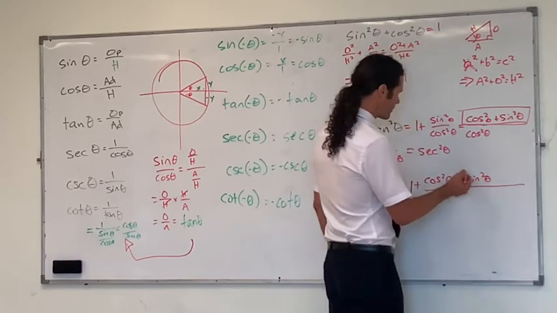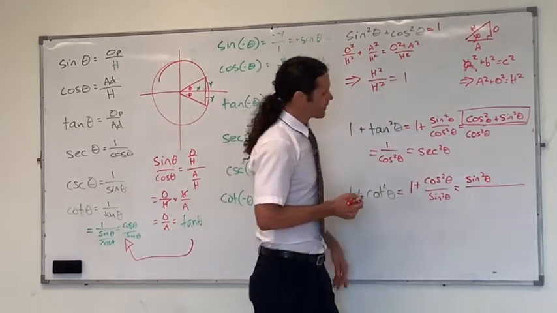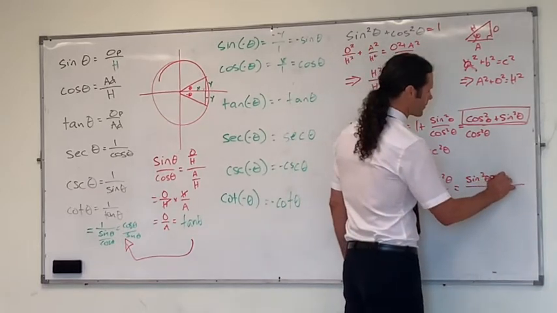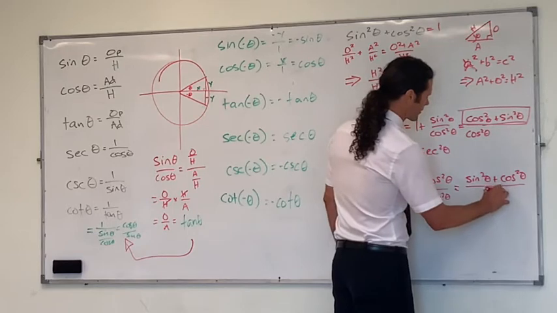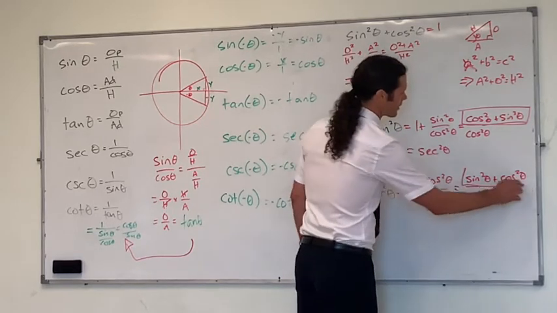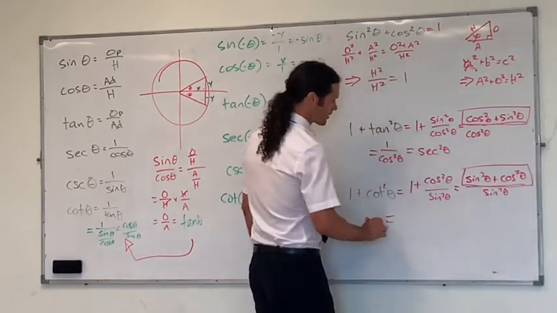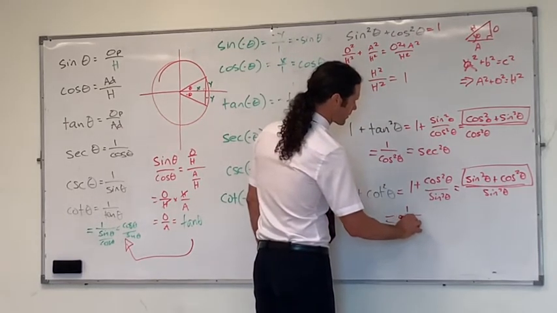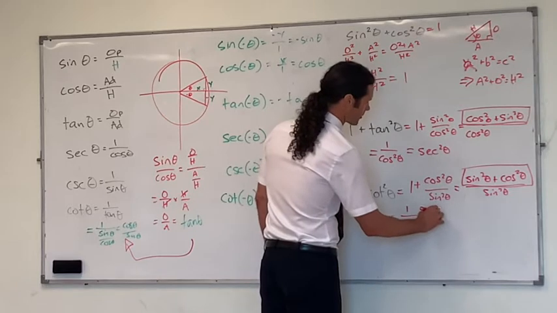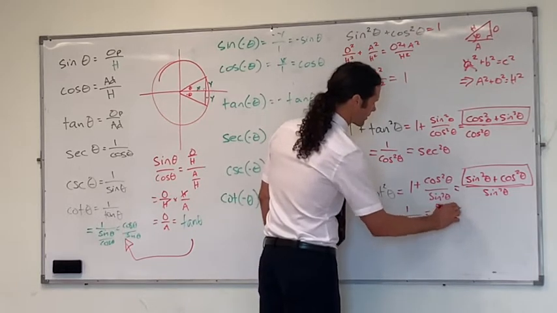So we're going to have sine squared theta over sine squared theta is equal to 1. We're going to add to that on the top cosine squared theta, and we get sine squared theta on the bottom. The numerator again reverts to 1. We can simplify that. So we get 1 over sine squared theta, which is equal to cosecant squared theta.